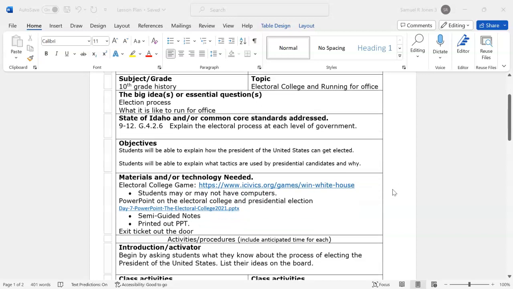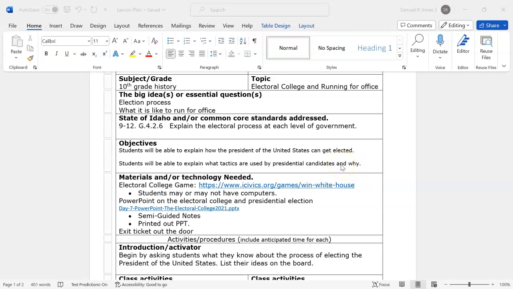The Idaho State Standard is 9-12.G.4.2.6, which is explaining the Electoral College process at each level of government. But we will just be covering the nationwide electoral process, so the president. In other classes, we will go over the state level and the local level, which are far different than presidential elections.